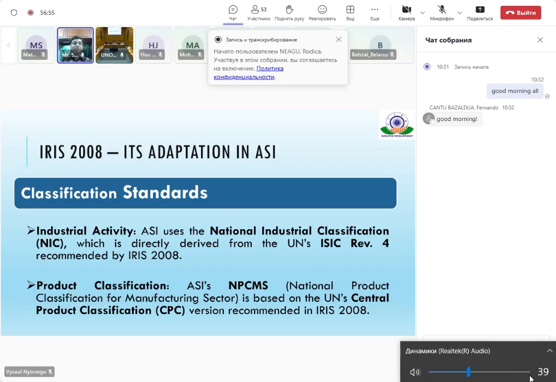For ASI we use NPCMS, the National Product Classification for Manufacturing Sector, which is a 7-digit code. That means 5 digits of CPC plus 2 digits for the Indian requirement. So we are following both activity and product classification, as per IRIS guidelines.